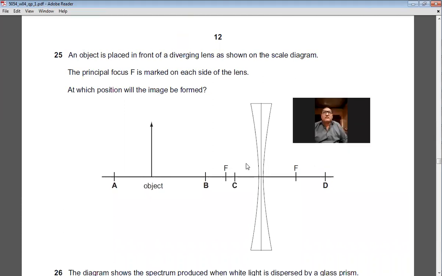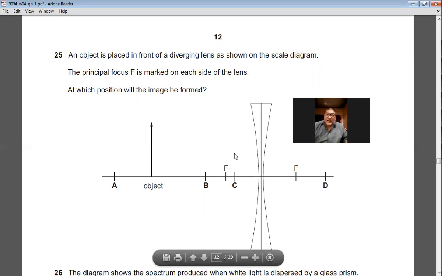Then an object is placed in front of a diverging lens as shown on the scale diagram. The principal focus F is marked on each side of the lens. At which position will the image be formed? Here a diverging lens, a concave lens, is shown. How do you locate the image? Very simple, we use two rays. One starts from the head of the object, comes here, and moves parallel to the principal axis. When it reaches the lens, I join this F with this point, and from here this light ray diverges. Another ray I use starts from the top of the object and passes through the optical center. It goes undeviated. Where these two lines intersect, there you will see the image.